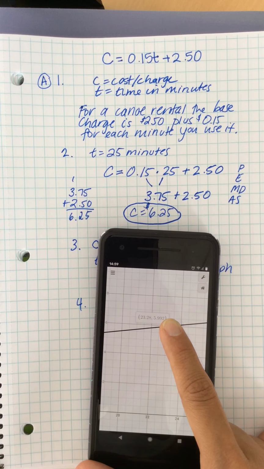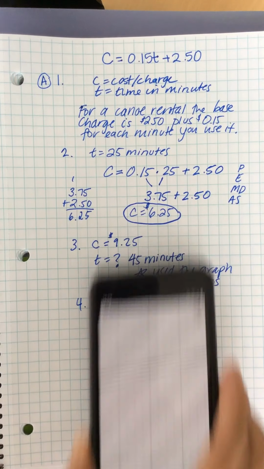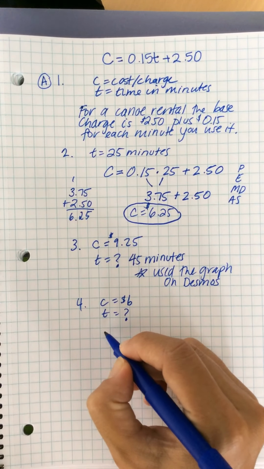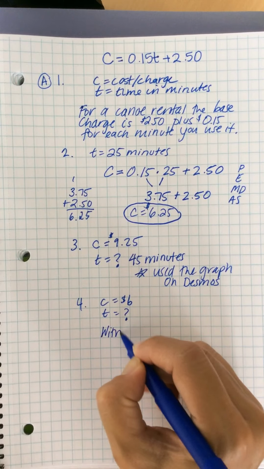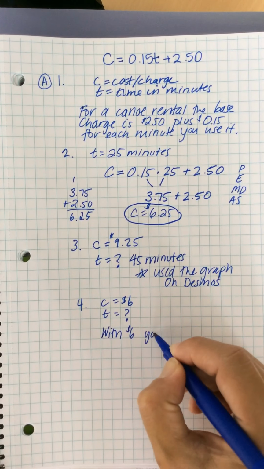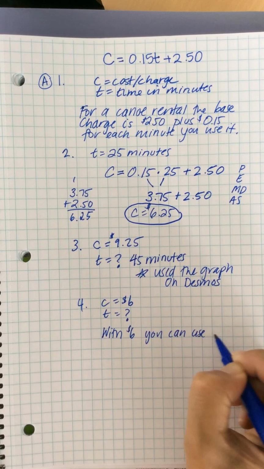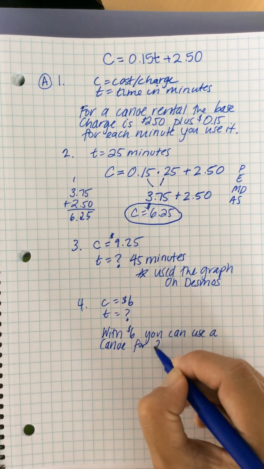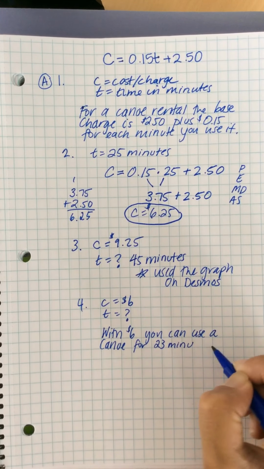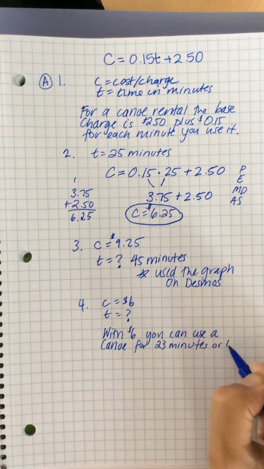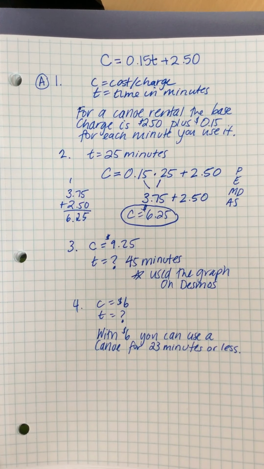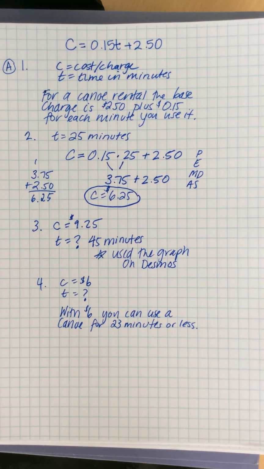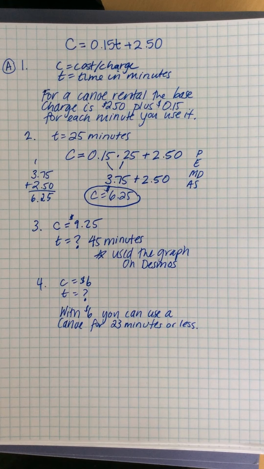So hopefully you can see that to stay under 6, I have to be in the canoe for 23 minutes or less, right? So I'm going to put here, with $6, you can use a canoe for 23 minutes or less. You can choose to spend 5 minutes if you want, but you just cannot spend more than 23 minutes.